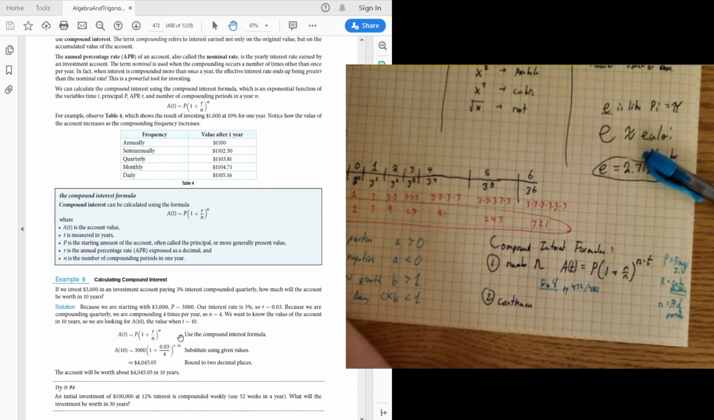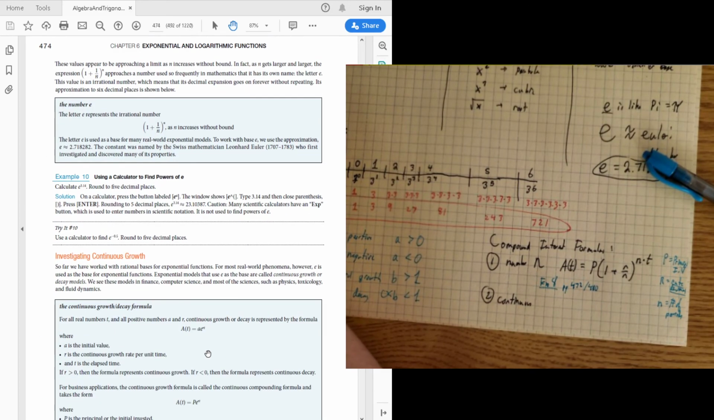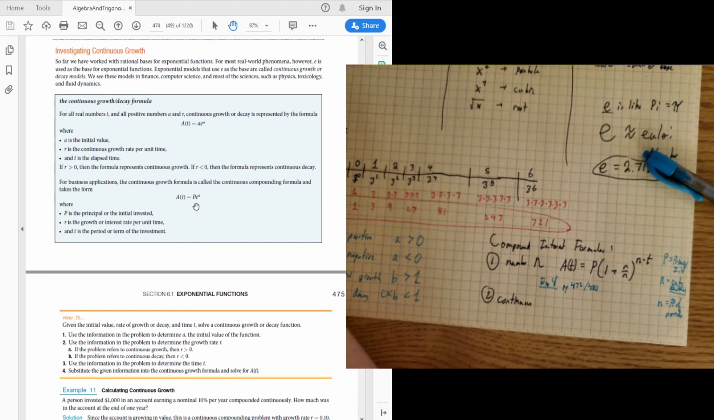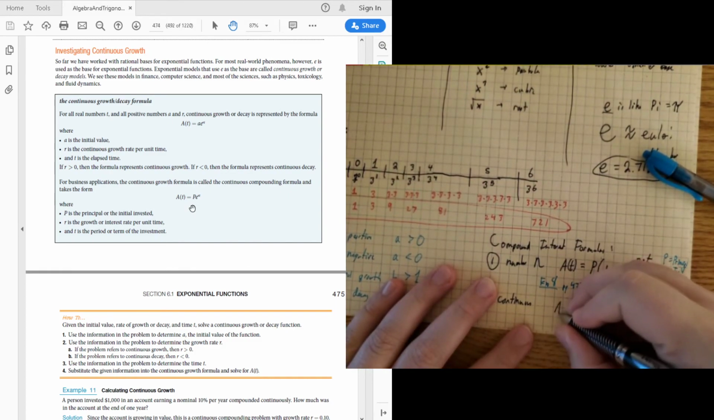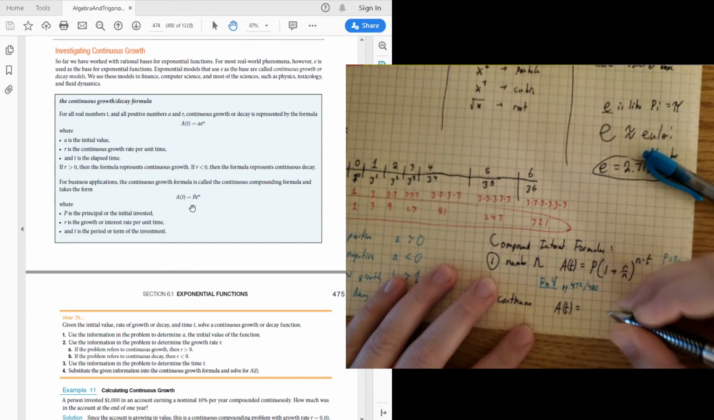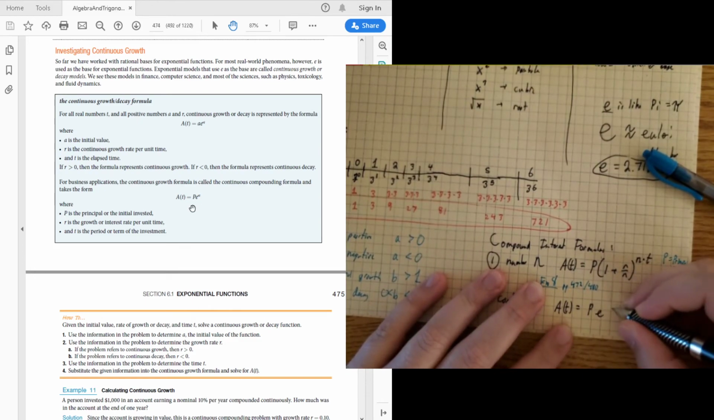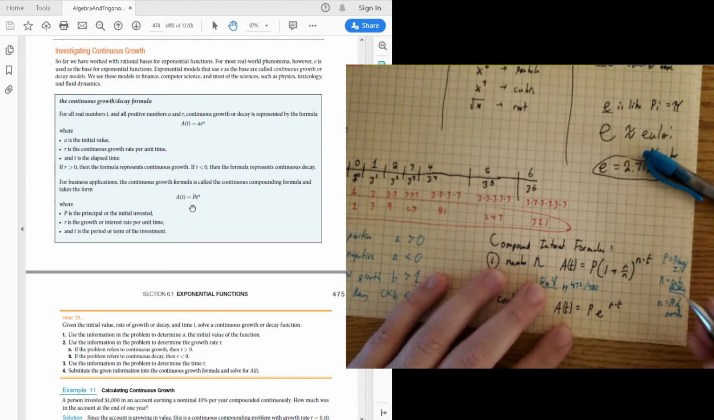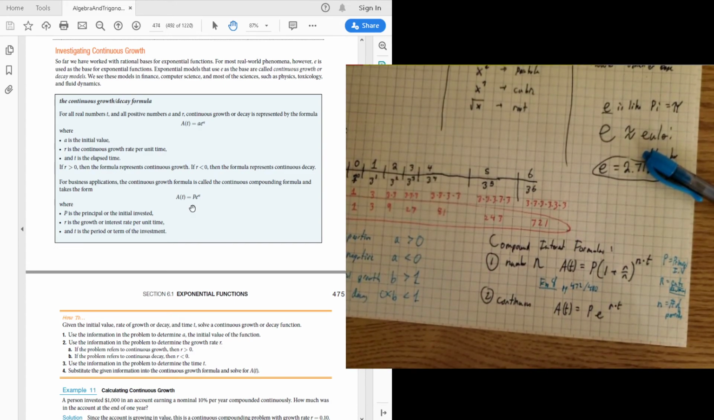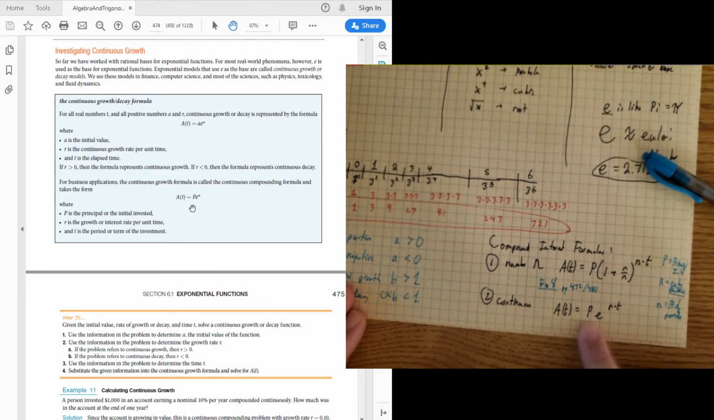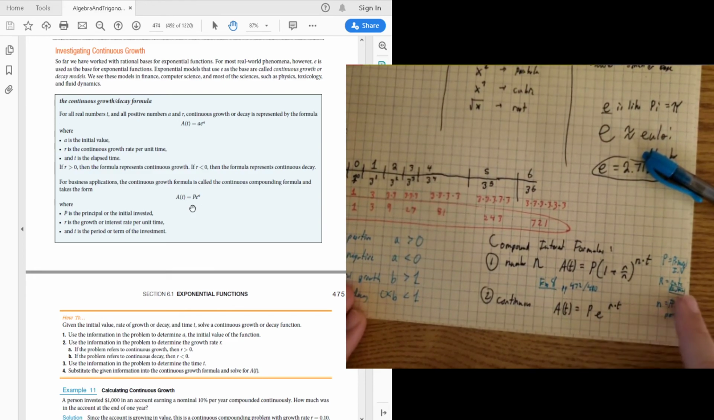The continuous one is a little bit farther down. It's often referred to as PERT. A of t equals P e to the rt. In this case, everything stands for the same thing, so P is the principal, so it's the initial value, r is the rate as a decimal, and t is time.